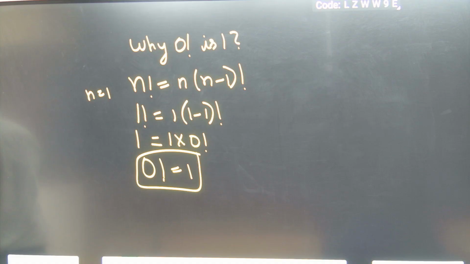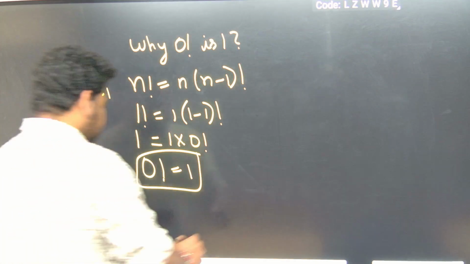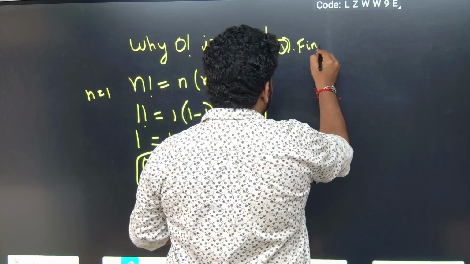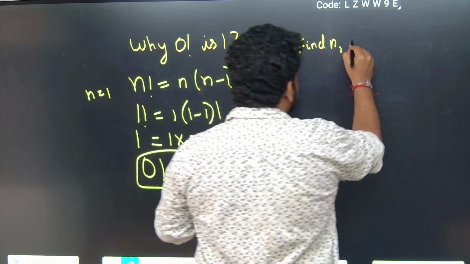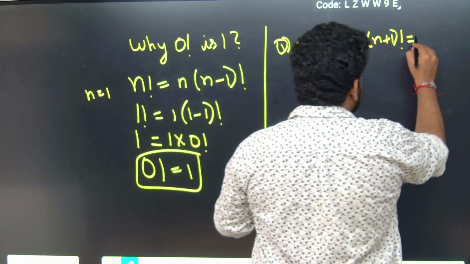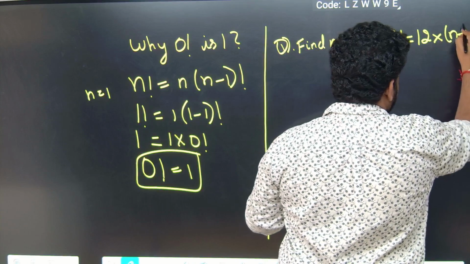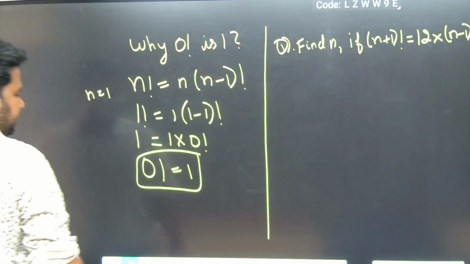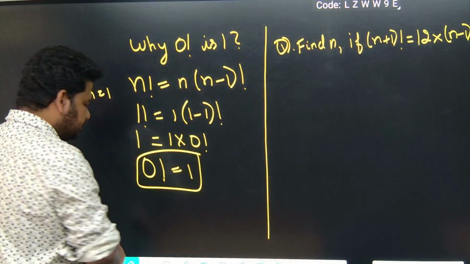Okay. Now let us solve a question based on factorial. Let us solve a simple question based on factorial, by using the properties of factorial. So let us have a look at the question. The question that they have given is: find n if n plus 1 factorial is equal to 12 times n minus 1 factorial. This is the question that they have given.